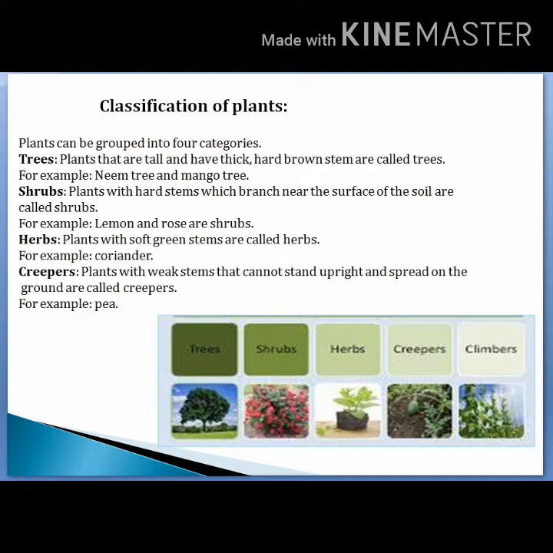First one is trees. Plants that are tall and have thick, hard brown stems are called trees. For example, neem tree and mango tree. Students, you have seen many trees in your surroundings or villages. So basically, trees are tall and large plants with strong and woody stems.